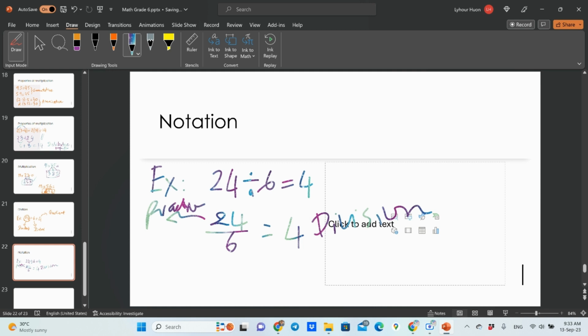Sometimes you may see 24 divided by 6 written like this. And then there is the Khmer way, which is like 24 divided by 6. Actually, this Khmer way came from the French system. Yeah, the French system.